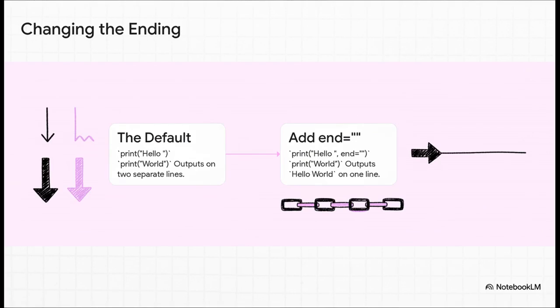There's another default setting we can change. You see, normally, after a print command is done, it automatically jumps down to a new line, like hitting the Enter key. But by adding end equals empty, we're telling it, nope, don't do that. Just stay where you are. This lets us string multiple print commands together to build one continuous line of text.